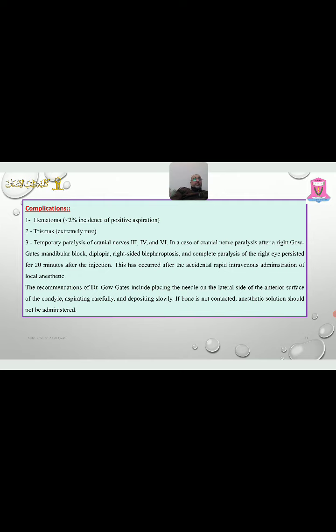This has occurred after an accidental rapid intravenous administration of local anesthetic. The recommendation of Dr. Gogate include placing the needle on the lateral side of anterior surface of the condyle, aspirating carefully, and depositing slowly. If bone is not contacted, anesthetic solution should not be administered. هاي هي النقطة المهمة. If bone is not contacted, so the anesthesia should not be administered.